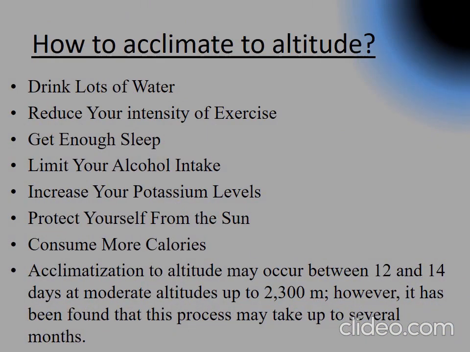What are the ways to acclimate to altitude? Here are some of them listed below. Drink lots of water. Reduce your intensity of exercise. Get enough sleep. Limit your alcohol intake. Increase your potassium level. Protect yourself from the sun. Consume more calories. Acclimatization to altitude may occur between 12 to 14 days at moderate altitudes of up to 2,300 meters above sea level. However, it has been found that this process may take up to several months.